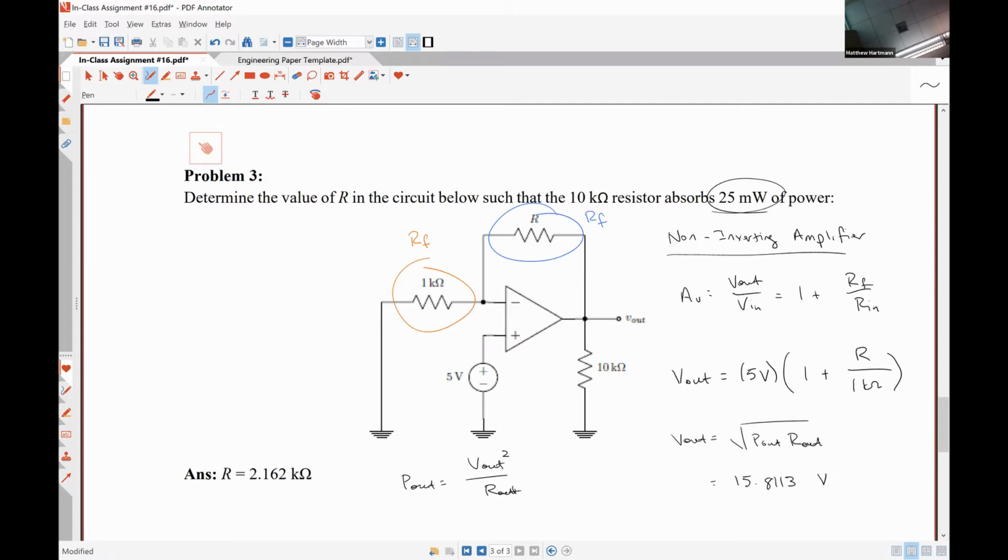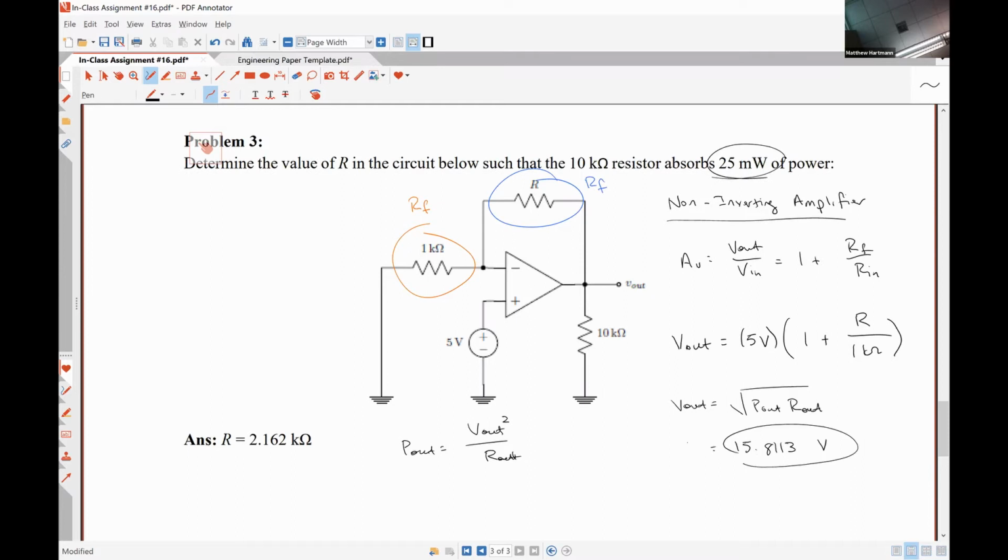So if I plug this value in here, I find, using my numerical solver, that 5 times 1 plus x over 1,000 equals 15.8113. Solve for x. It says I have an invalid domain error. I don't know what that means.